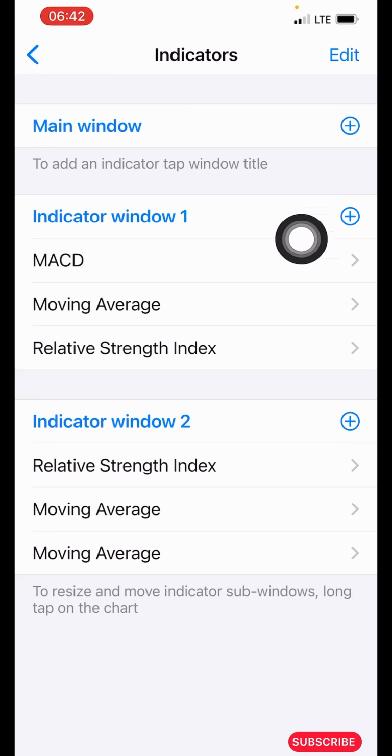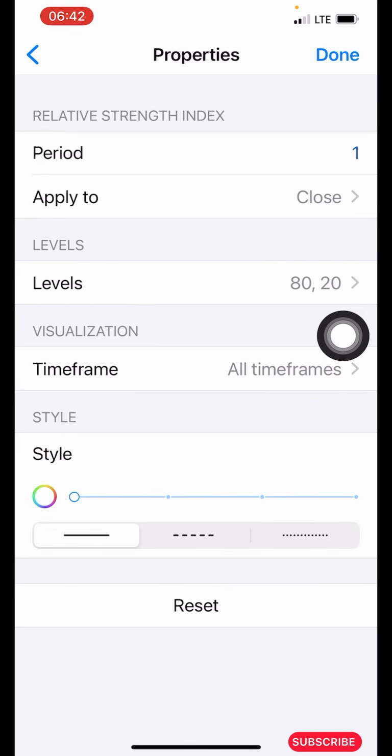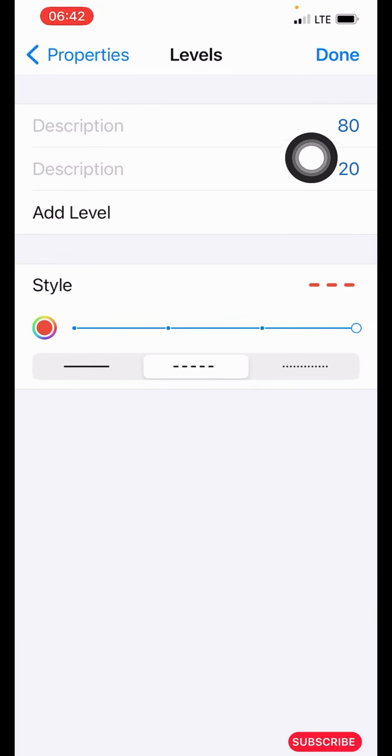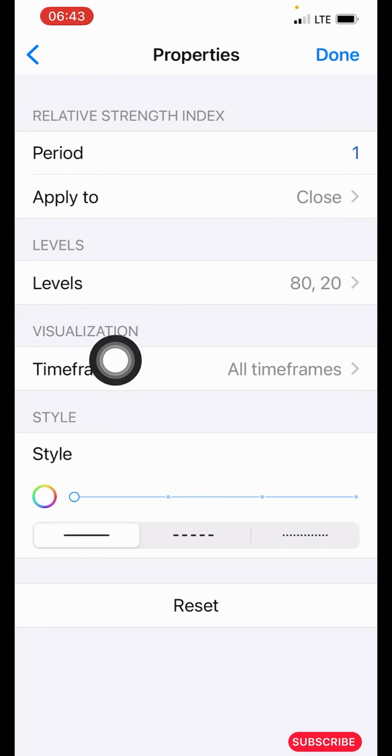Now you click on this plus icon again, you search for your relative strength index. The period is 1, also apply to close. The level, you make it 80/20, make the color red, 4 pixel, you click on done. Time frame is all time frame, you leave it as it is. The style, you make it the color of your background, white, you use 1 pixel for it, and then you click on done.